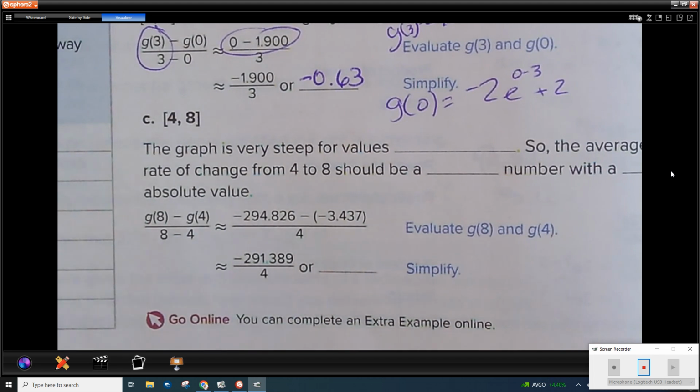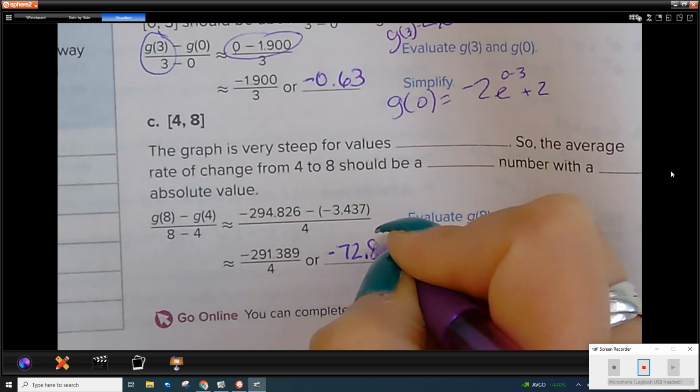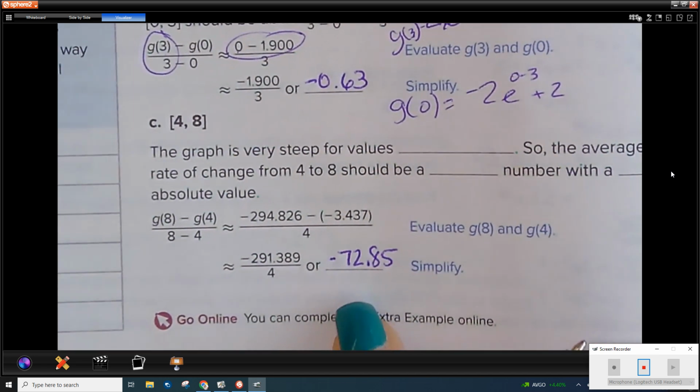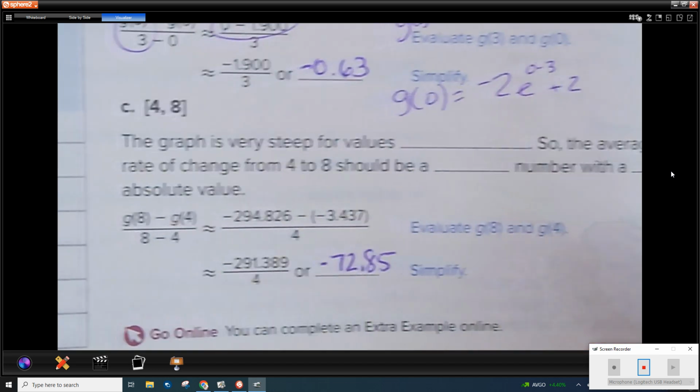So we get negative 72.85. So see how steep that is. That's such a high value for rate of change.